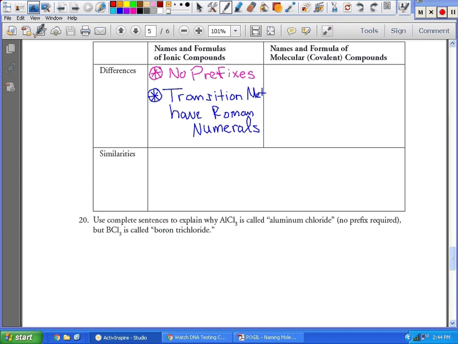Now, real quick. So, what is the name or formula for covalent? What do we notice about these? Well, we can say that it's non to non. When do you have prefixes? Okay, there will be a prefix. There will be prefixes.